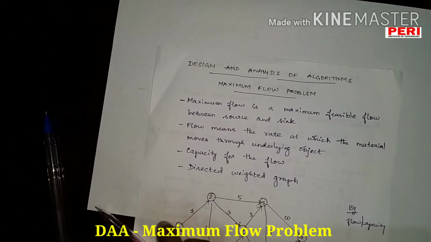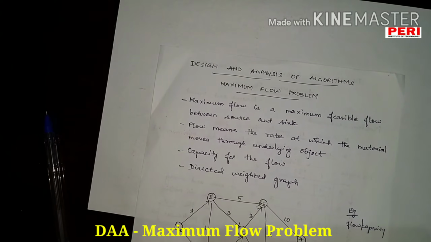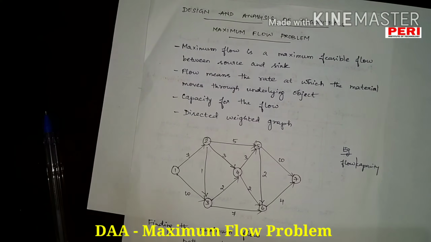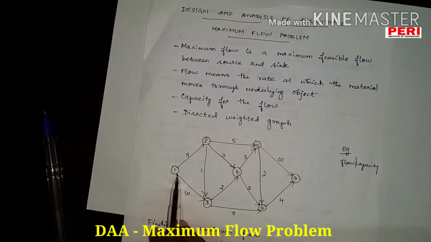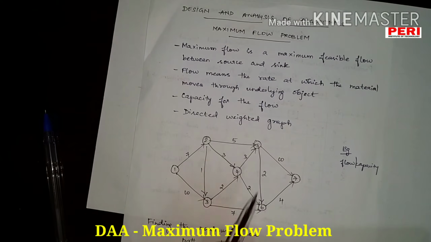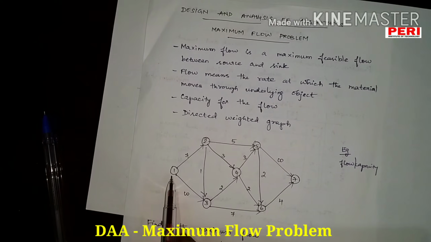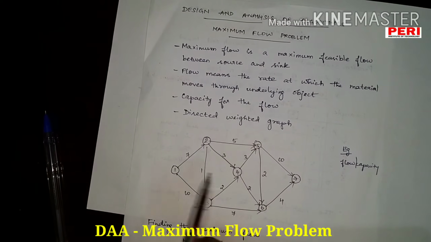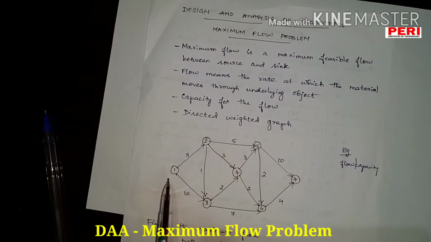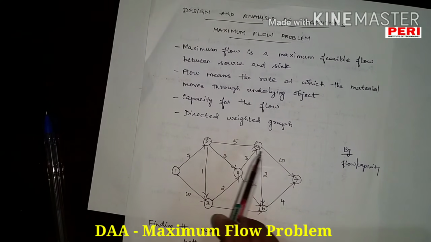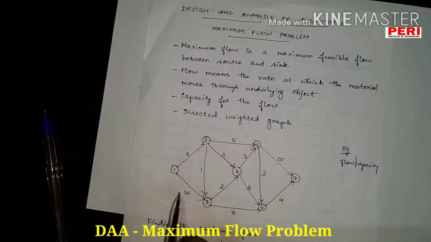So over a network, we have a starting point called the source and the destination called the sink. Say for example, I am considering this particular network. This particular graph is a network. The starting point 1 is my source and this 7 node is my sink. So from 1 to 7, there will be a transmission, and I'm going to find the maximum flow over this particular network.